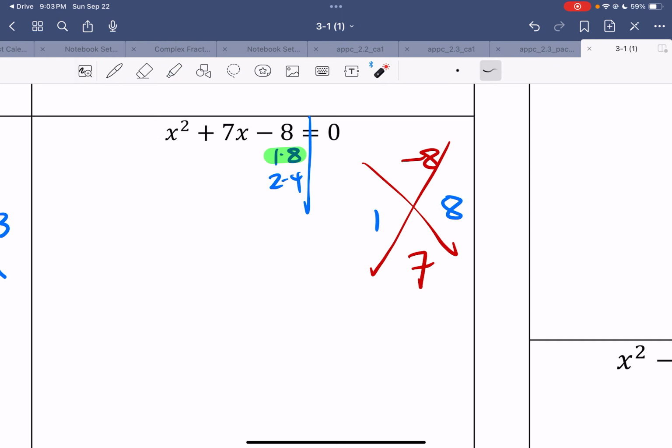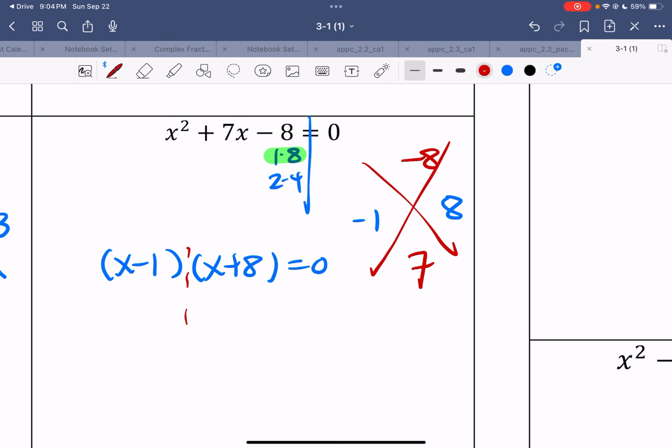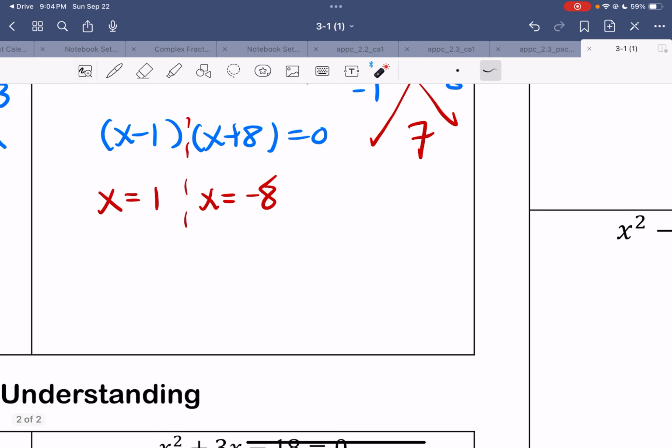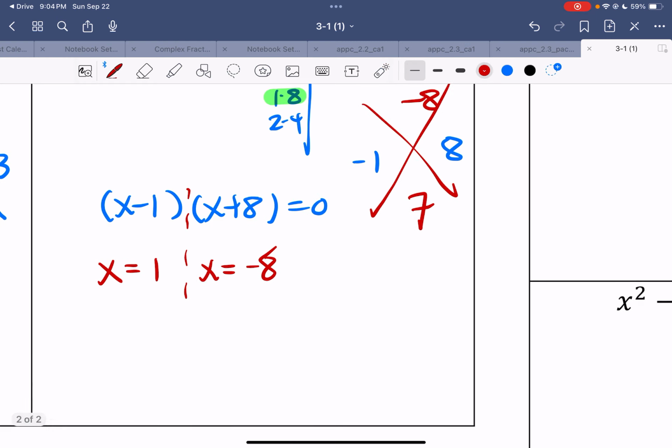Now, which one of these two should be negative in order to get positive 7? It's so easy, it's going to be 1, because negative 1 plus 8 is positive 7. So I have x minus 1, x plus 8 equal to 0. If I want to find the solution, which is the x-intercept, you get x equals positive 1, x equals negative 8. Now remember, you must show me this one and then find the solution. Because in the DOL, this one is out of 40 points. This is 30 points. This one is only 10 points, okay?